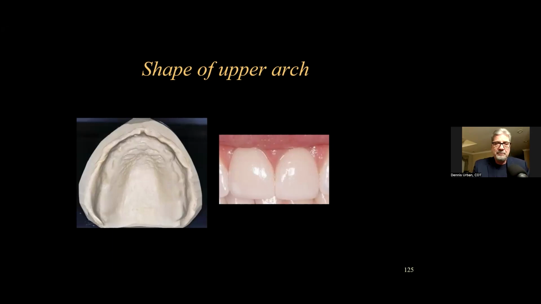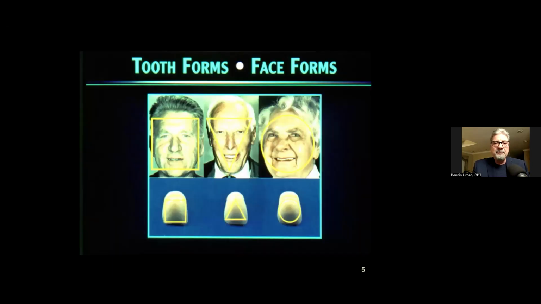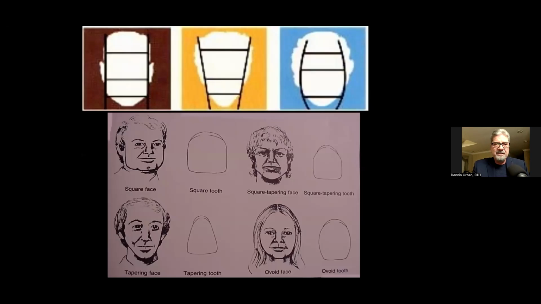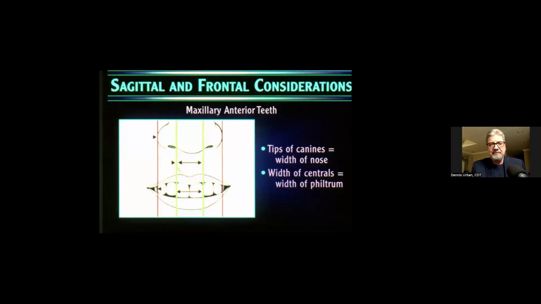So it could be a square tapering ovoid tooth. If that arch is that shape, that's going to be the shape of the central. Tooth form equal facial form. Square face, square tooth, square tapering tooth, square face, square tapering face.